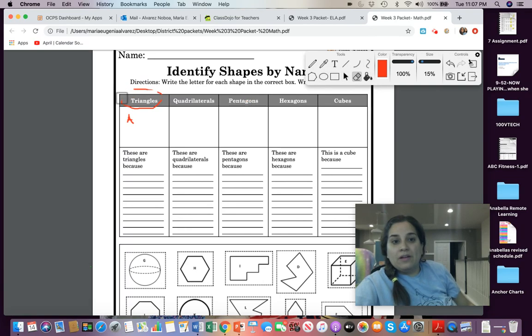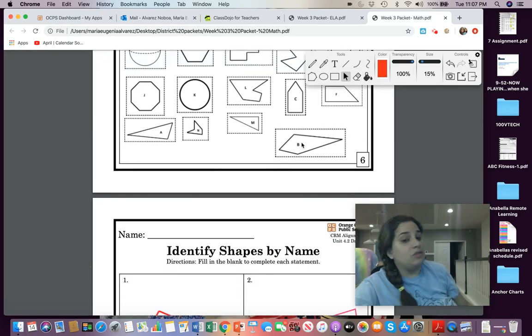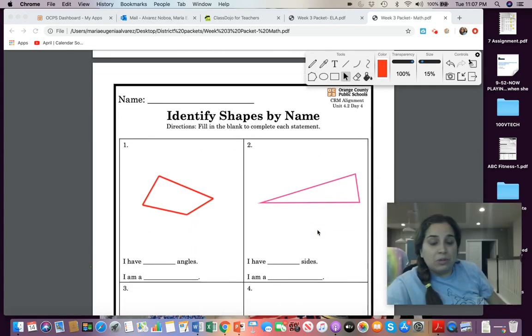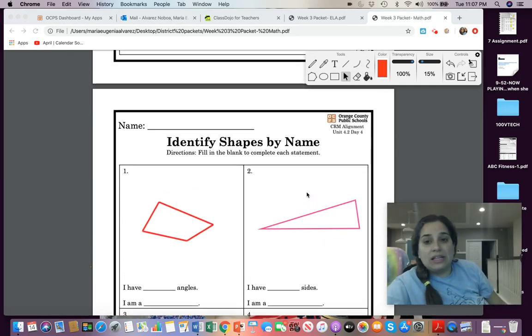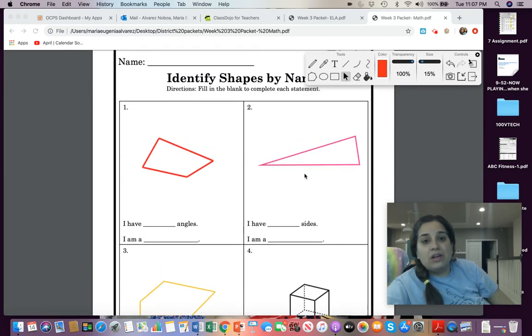And again, if you have any questions, please, you can tell your parents that you need to ask me a question, and I will make myself available to you. Okay, and the last thing you have to do for Wednesday is identify the shapes. Okay, you have to fill in these sentences. You have to complete the sentences.